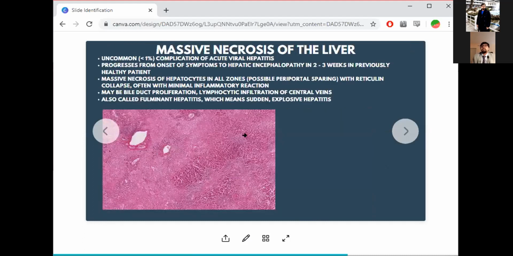We compared this with massive necrosis, where you have some normal cells in the middle, but the rest of it is a mix of various levels of damage of hepatocytes. Okay.